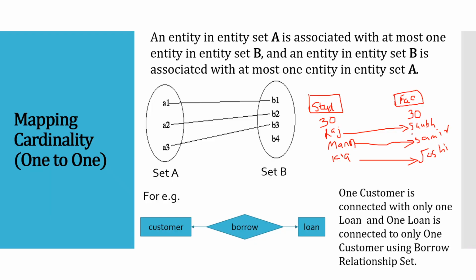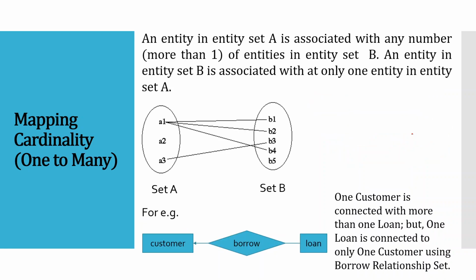Right. Then we can go for the next type of mapping cardinality, that is one to many. So what does one to many mean? One entity of one set is connected to more than one entity of the other set. One entity of set A is connected to more than one entity of set B. So this is what the mapping cardinality one to many means.